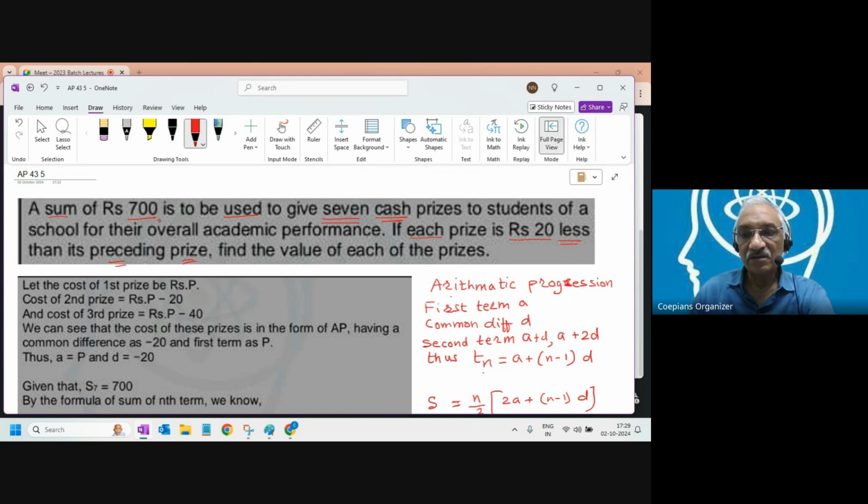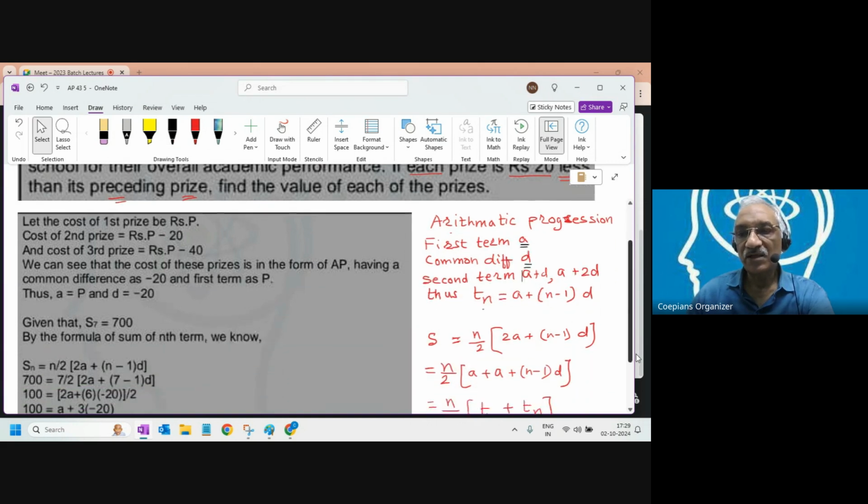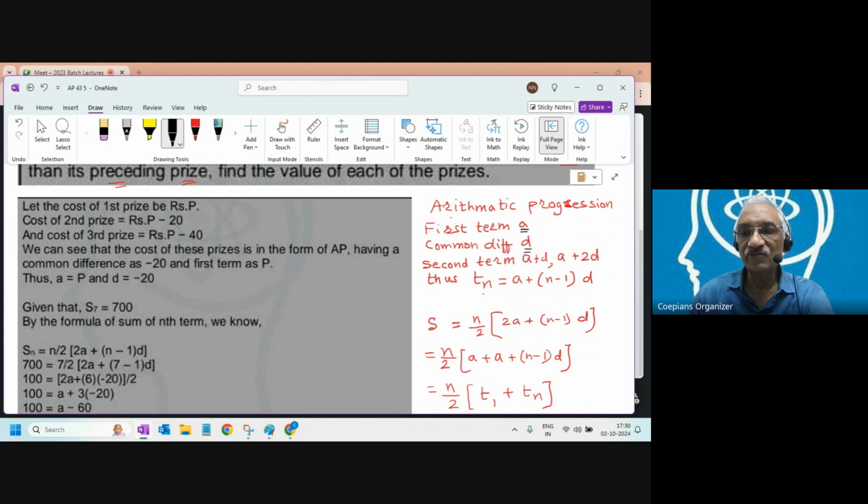In AP, the first term is represented as a, and the common difference is d. So if the first term is a, the second term will be d more than the first term. Remember, d can be negative. So either it will be more or less by the same amount. In case d is negative, it will be less. In case d is positive, it will be more. So the second term will be a plus d, and the third term will be a plus 2d, and so on.